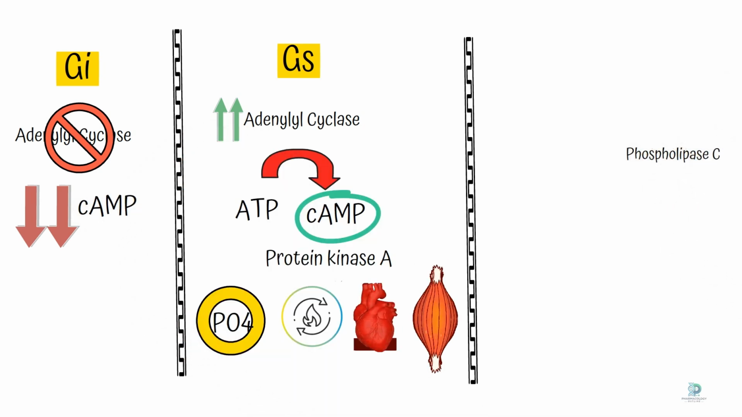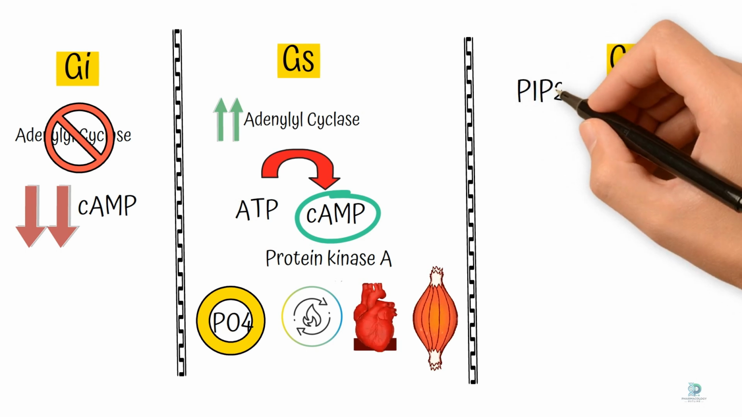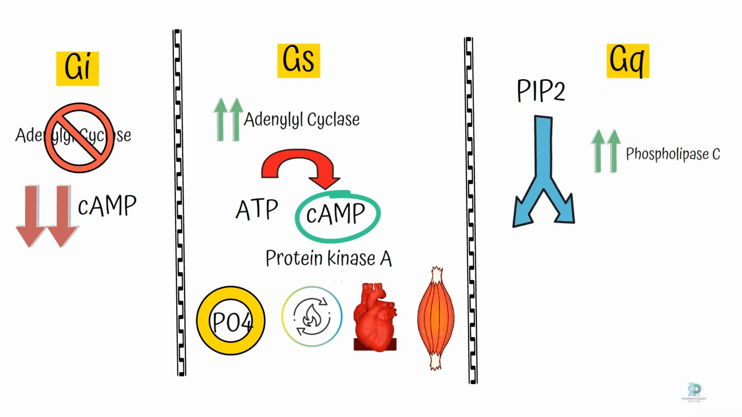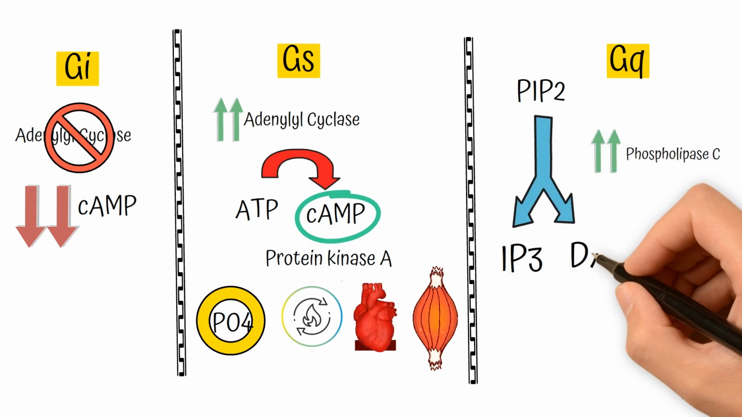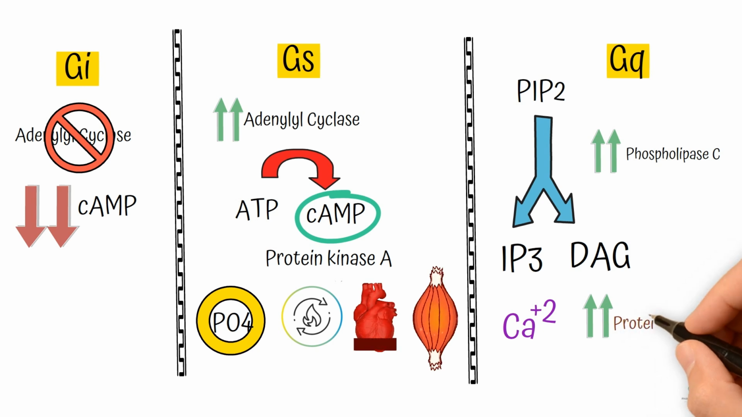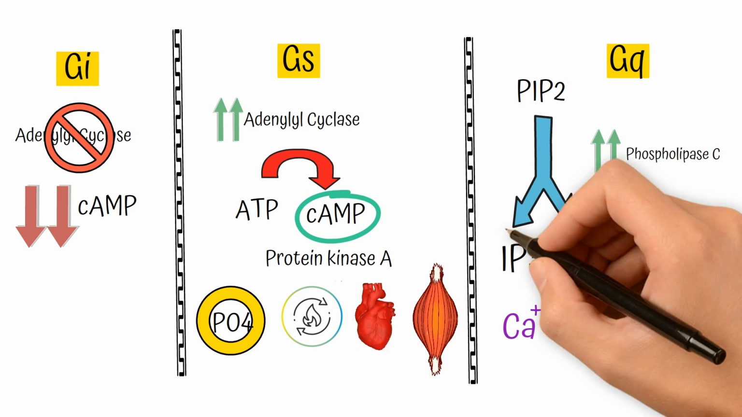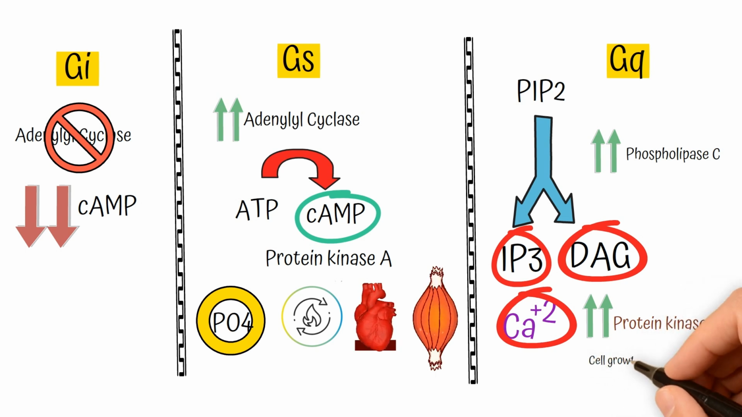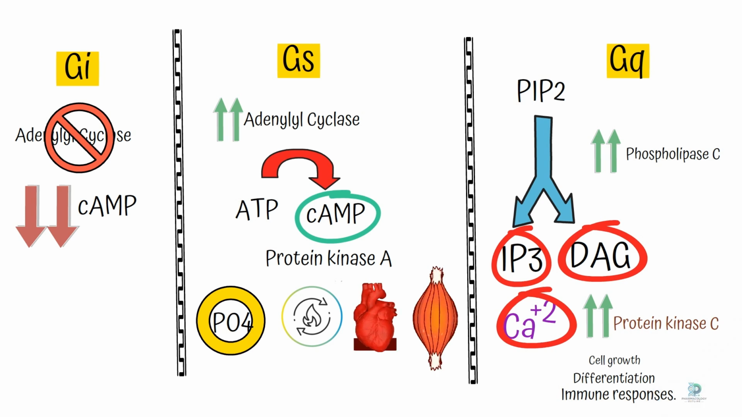Another significant pathway is the phospholipase C pathway. Activation of phospholipase C by GQ type leads to the hydrolysis of phosphatidylinositol 4,5-bisphosphate into 2 secondary messengers, inositol trisphosphate and diacylglycerol. Inositol trisphosphate stimulates the release of calcium ions from intracellular stores, while diacylglycerol activates protein kinase C. These secondary messengers play essential roles in processes such as cell growth, differentiation, and immune responses.